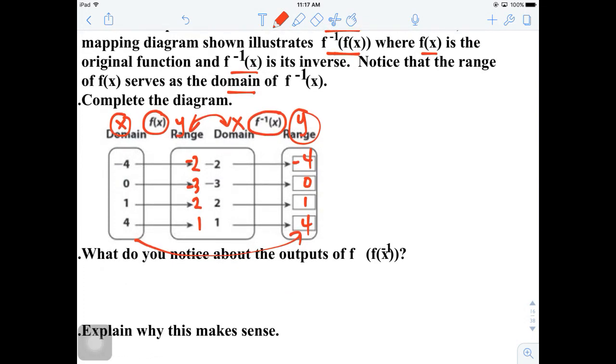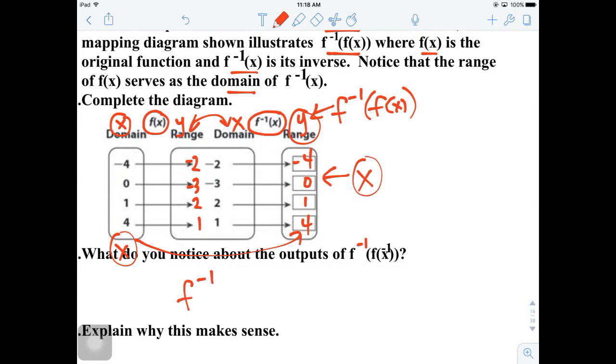So part B asked, what do you notice about the outputs of the f inverse of f of x? So what you should have noticed is that the inverse, so instead of calling this value y, I'm going to reverse it and call it f inverse of f of x, because that's basically what it is. And notice that these values become the actual original x values. So basically, we're saying that the inverse of the function is going to give you back the x values, the original input. So notice those are the same numbers.